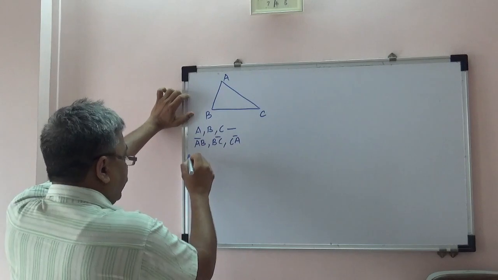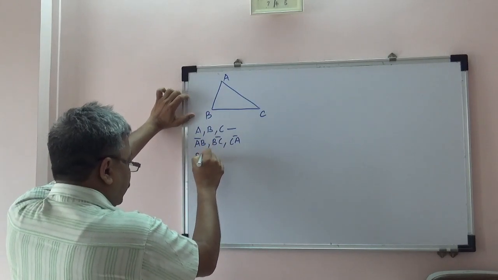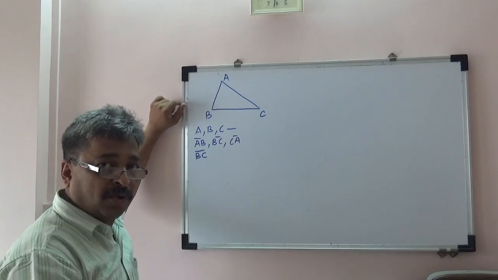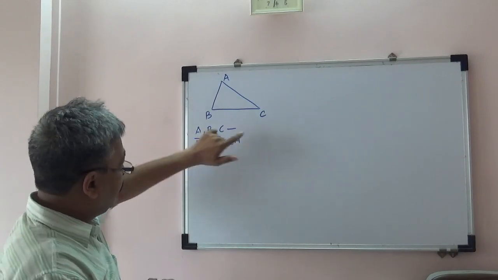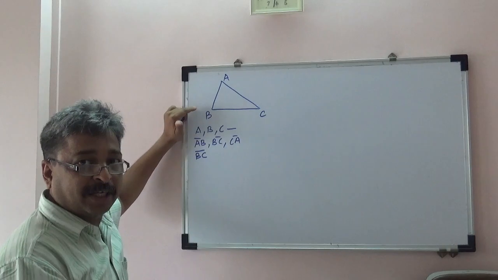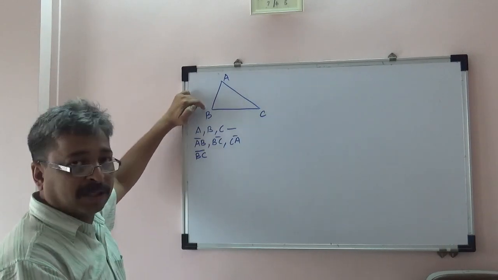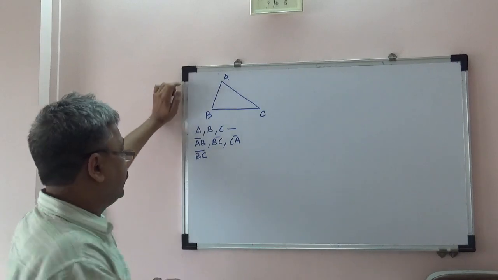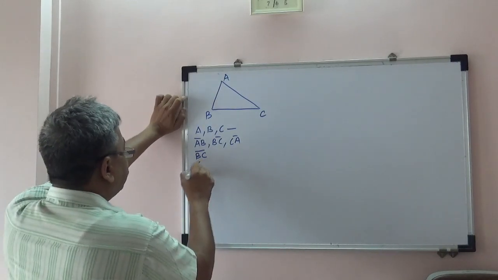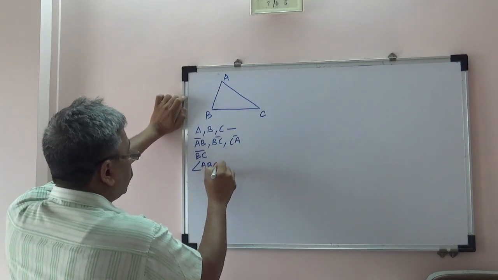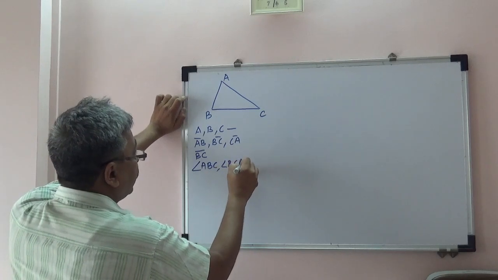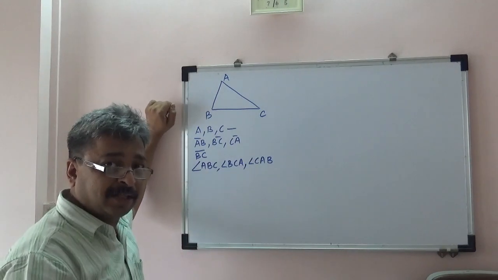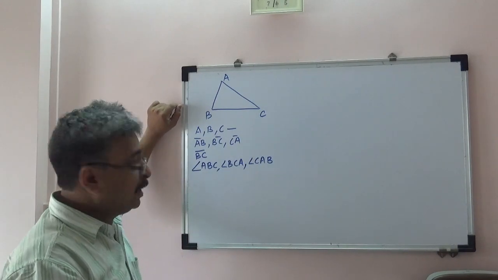Then we will call side BC opposite of vertex A. Side CA is opposite of vertex B, and side AB is opposite of vertex C. Angle ABC, angle BCA, angle CAB are interior angles of triangle ABC.